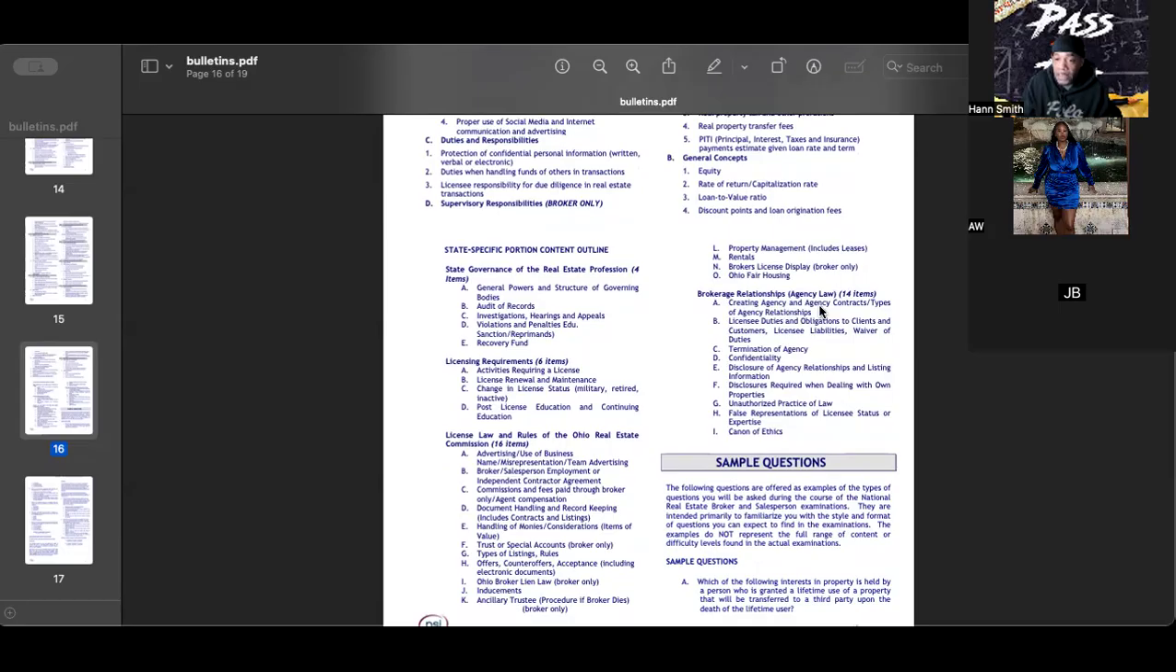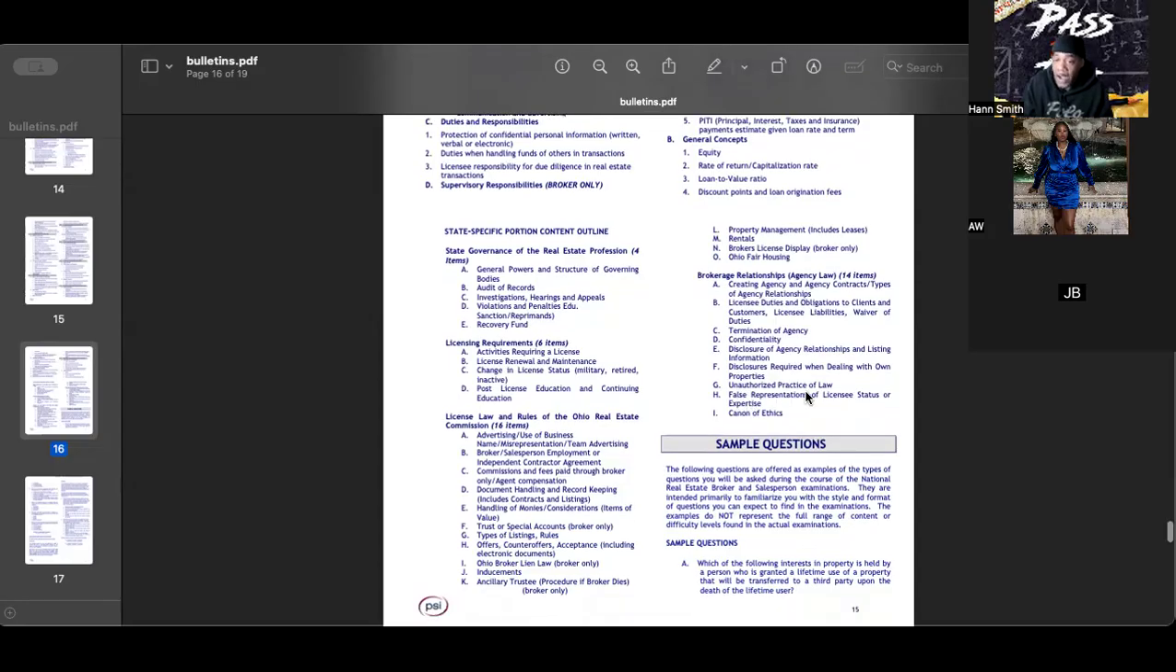How do we create agency and agency contracts? We talked about that in national. All right, B, license duties and obligations to the clients. Those are your fiduciary duties. All right, termination of agency. We talked about that in the agency, the confidentiality laws and stuff like that. Disclosure of agency relationship. We talked about that. Disclosures required when dealing with your own property. We didn't talk about that in national, but this is a state-specific thing, what you have to do.